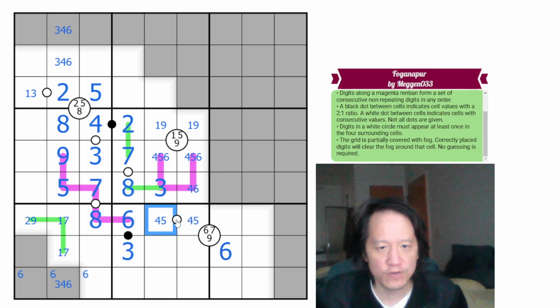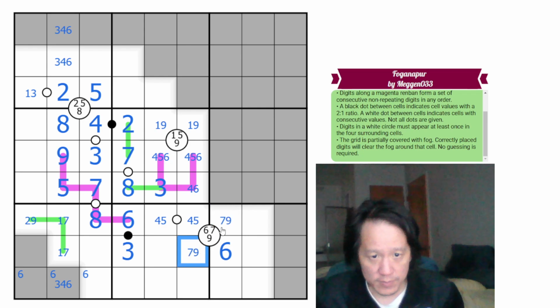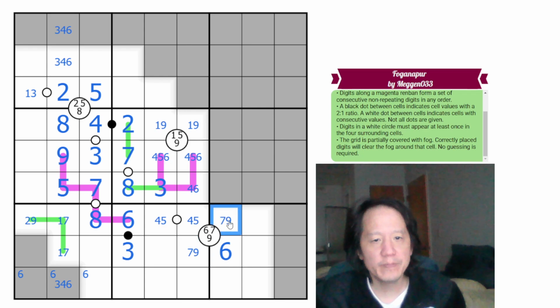Since this is 4 and 5, what are the rest of the cells around this quad? It has to have a 7 or 9. So this is 7 or 9. And this is 7 or 9. Let's see.